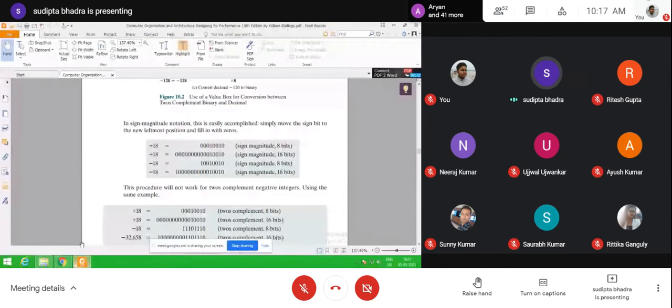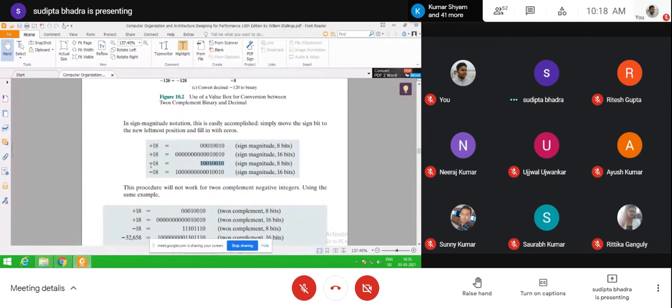So similarly, minus 18 in sign magnitude. Here minus 18, from 0th bit to 6th bit, the values are filled up with 0 and 1, which represent 18, and the 7th bit is here. Please follow the highlighted part. The 7th bit is 1. Okay, that represents minus in sign magnitude. The 7th bit represents the sign, and the rest of the bits from 0th bit to 6th bit represent magnitude.